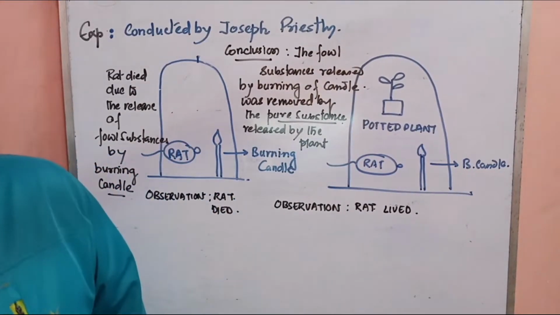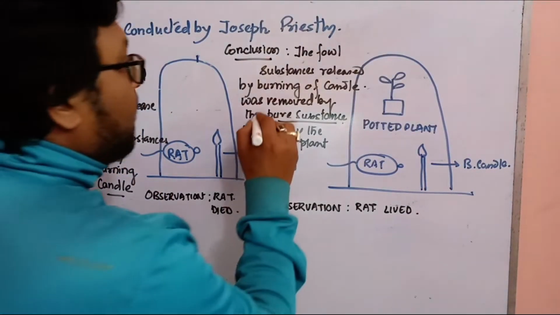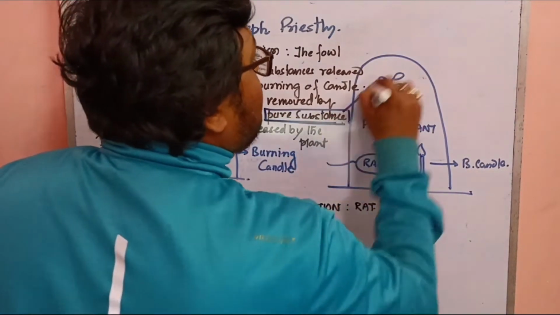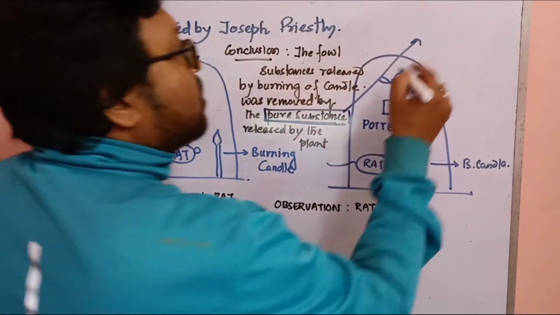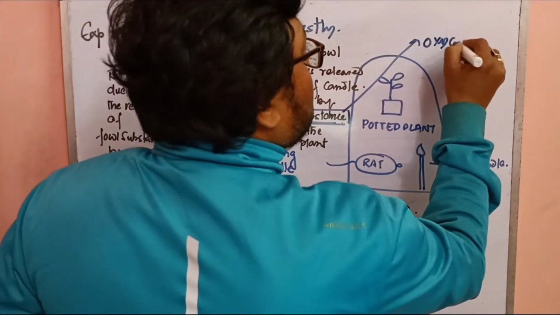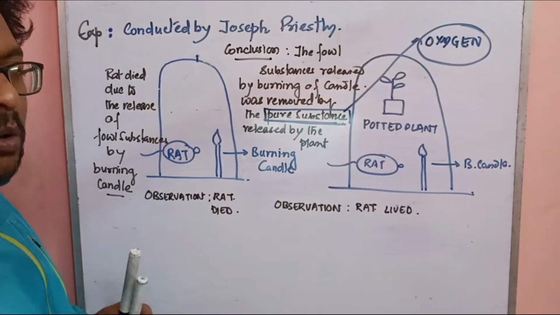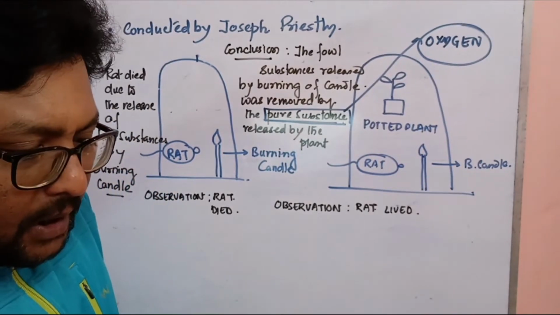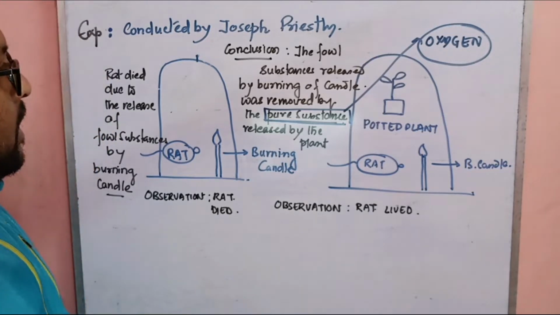Now later on it was discovered that this pure substance, or we can say that Joseph Priestley in 1774 discovered oxygen, isn't it? So basically this pure substance was later on found to be what? It was oxygen that allowed the rat to live. Is it clear? Yes, sir.